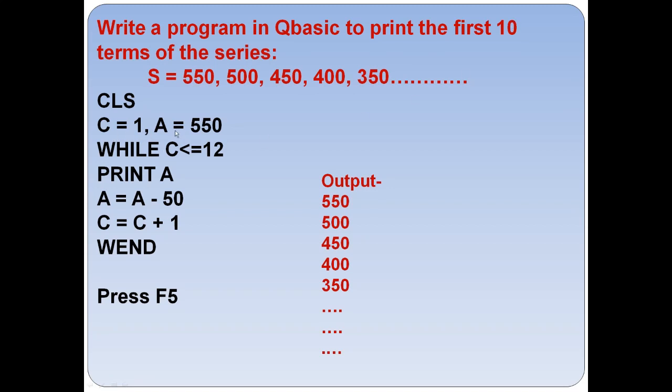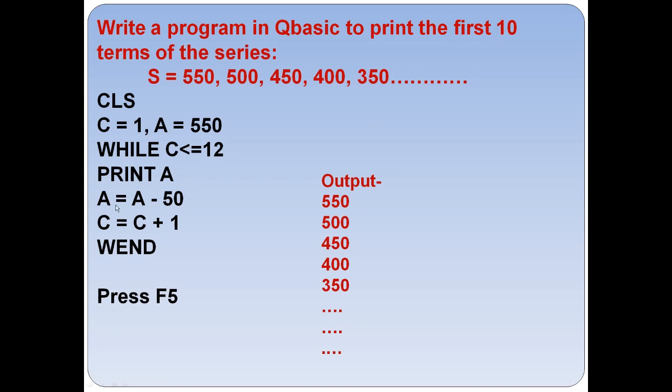Then C will start from 550, so A is equal to 550. C for loop: while C is less than or equal to 12 terms. By mistake I have written 12 terms here, not the first 10 terms we are finding. So when you copy this question, you will write the first 12 terms.